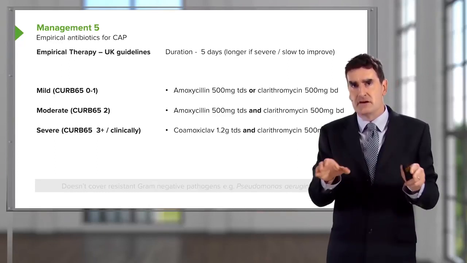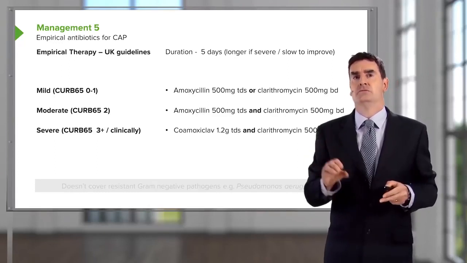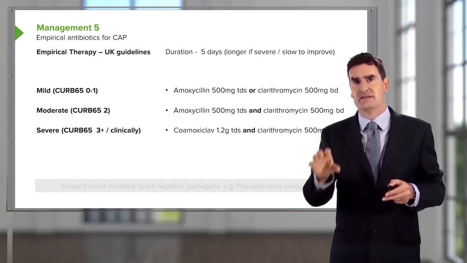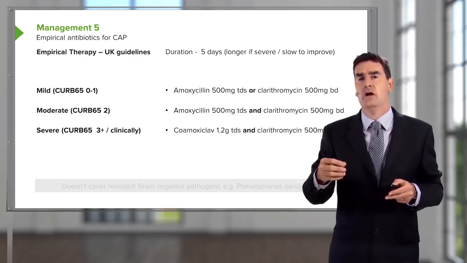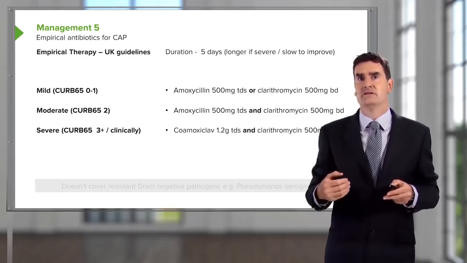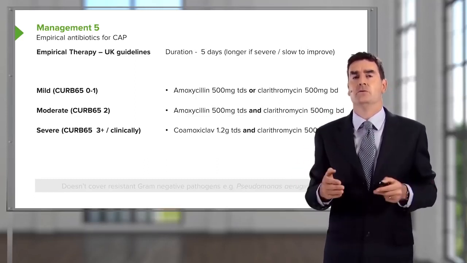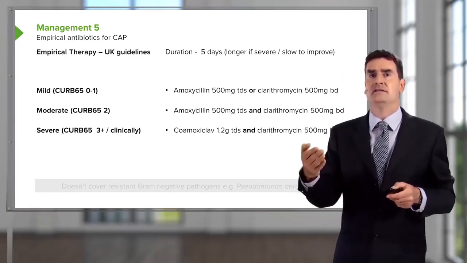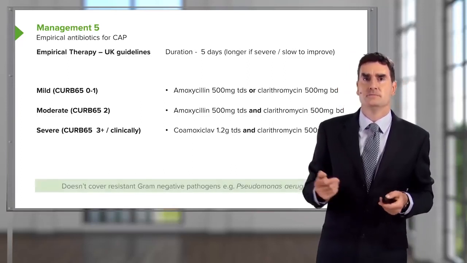And because the patient's terribly ill, we don't have much room for maneuver. We don't have much chance of making a mistake here and then correcting it later on. So the cover for potential pathogens needs to be extended accordingly. So in these circumstances, it's a combination of co-amoxiclav and a macrolide such as clarithromycin.